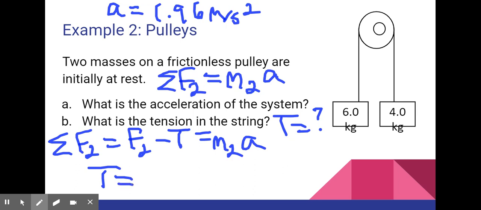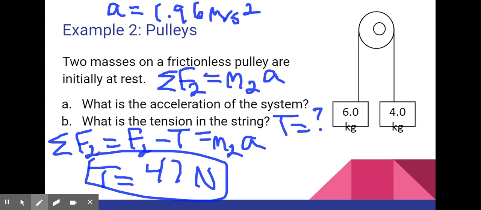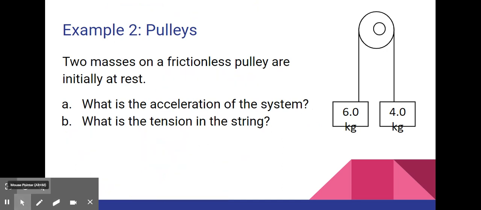So tension, if you go ahead and solve this, you've got mass 2, which is 6, times the acceleration we just found, 11.76. And then that force, remember, is the force due to gravity, so we had 9.8 times 6. So our tension should be 47 newtons. Okay, so that's pulleys. Again, they're not bad so long as you remember to flip them.